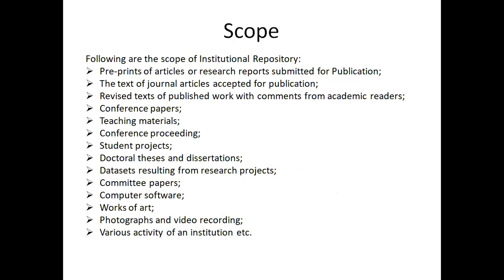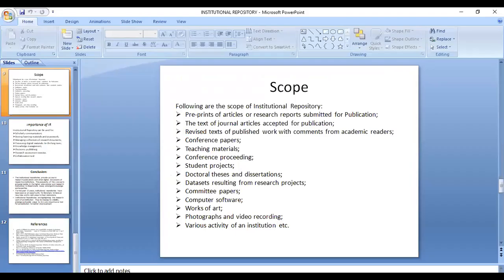Scope. There are various kinds of scope in institutional repository. They are preprints of articles or research reports submitted for publication, the text of journal articles accepted for publication, revised text of published work with comments from academic readers, conference papers, teaching materials, conference proceedings, student projects, doctoral thesis and dissertations, data sets resulting from research projects, committee papers, computer software, works of art, photographs and video recordings, various activities of an institution, etc. These are the scope of institutional repository.